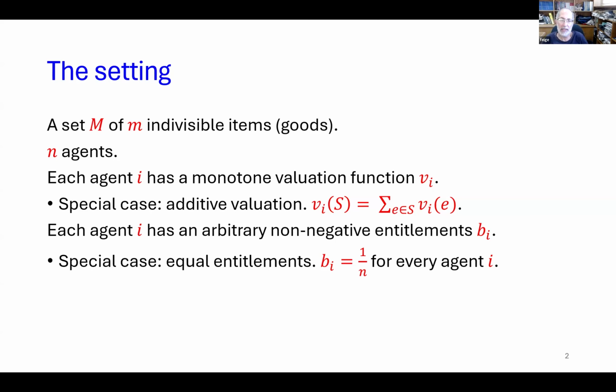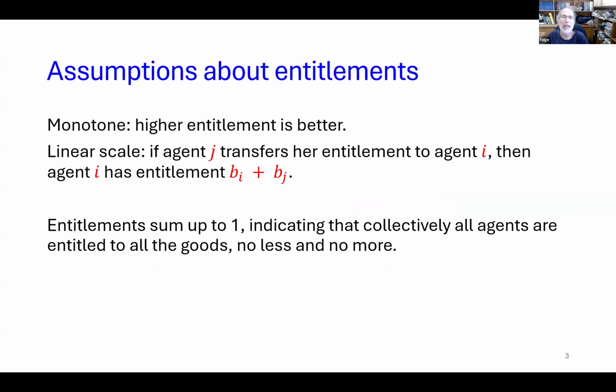Like in the previous hour, it was equal entitlement. So you could say each agent had entitlement 1 over n. Now we change this, and each agent can have an individual entitlement. We call this arbitrary entitlements, which can possibly be non-equal.